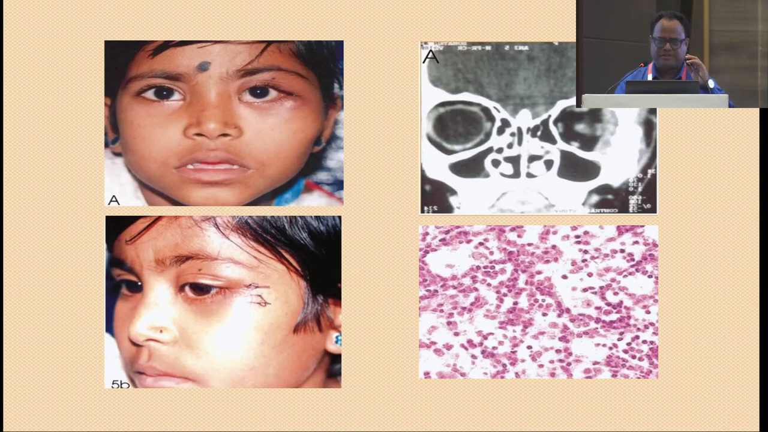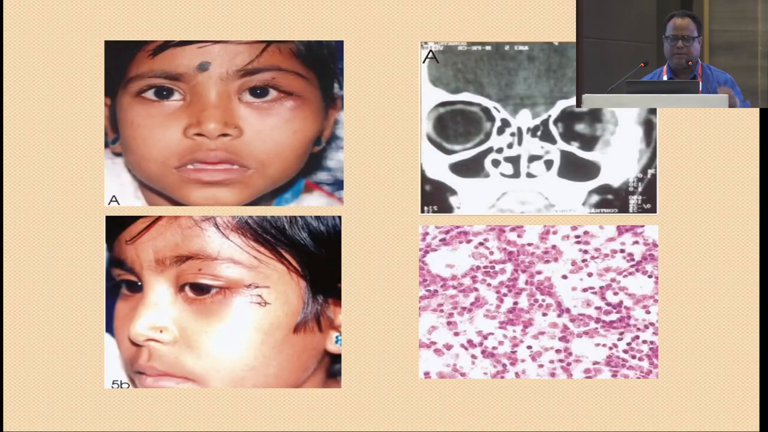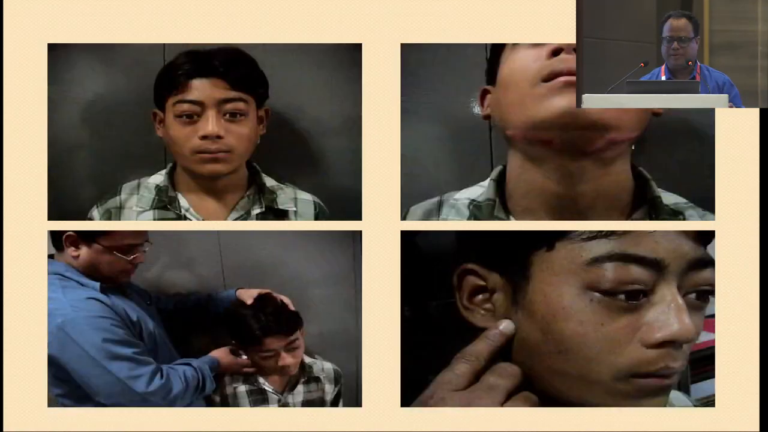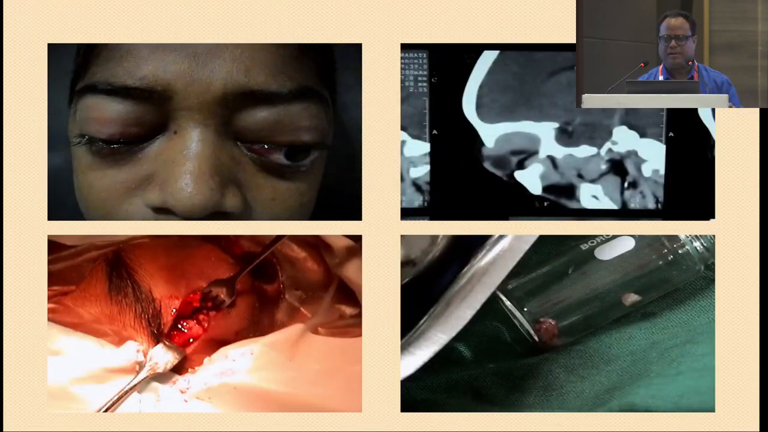Histiocytosis is one of the rare tumors. This is one probably published in IJO, one of my cases. We can just scoop it out and then go for chemo, and after chemo the child is fine. Sometimes it may be a benign tumor also, and we are lucky. Then the patient is also lucky, as though it looks bigger, we can remove it.